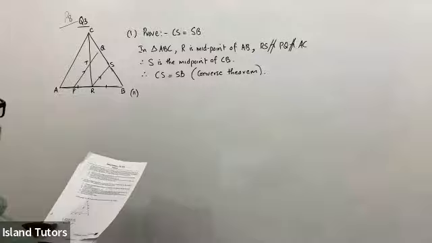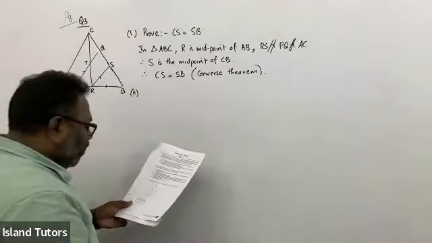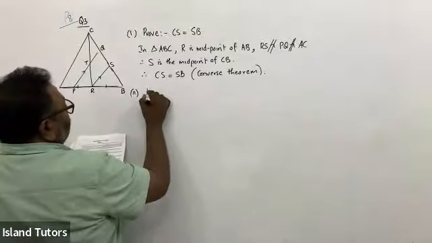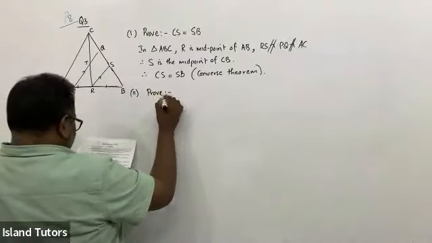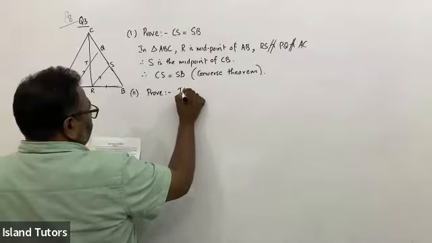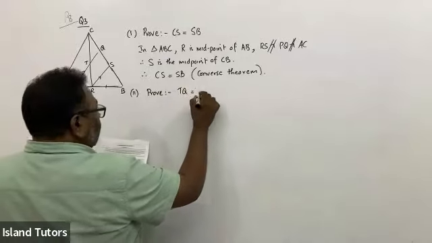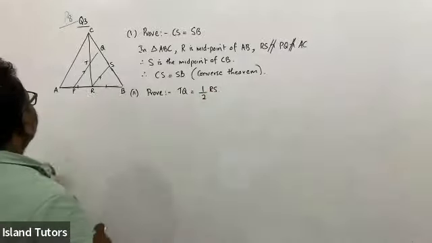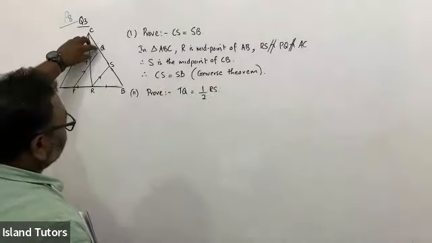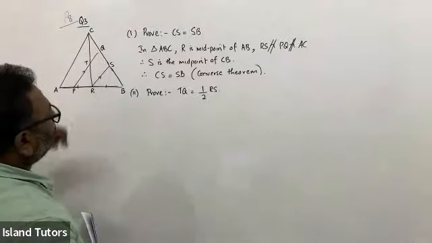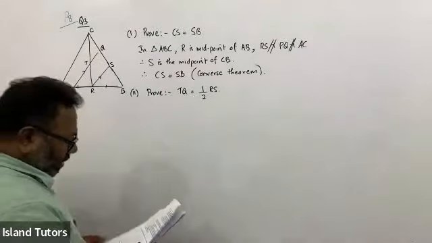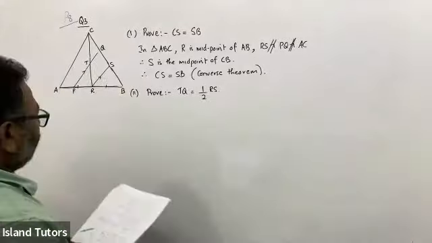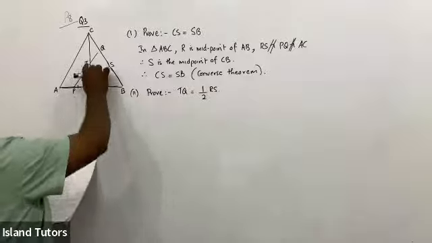Right. Then in the triangle ABC, prove that PQ is equal to half RS. Prove PQ is equal to half of RS. So where is PQ? PQ is here and it is half of RS. Okay. Right. So again, let's use, we need to do this.